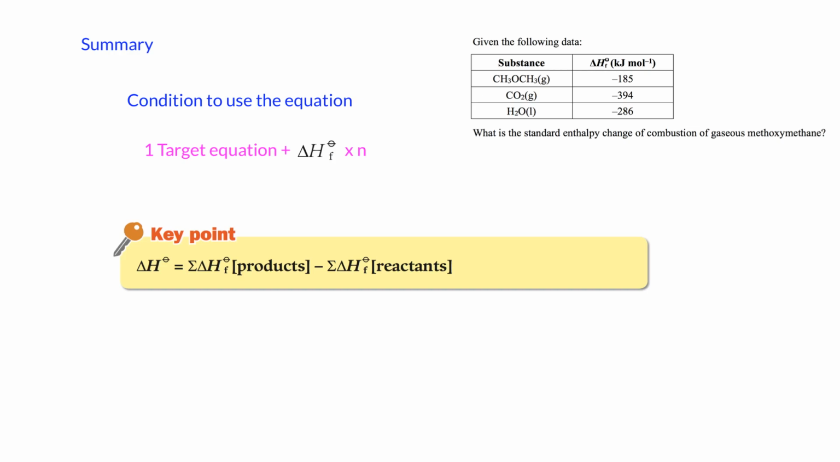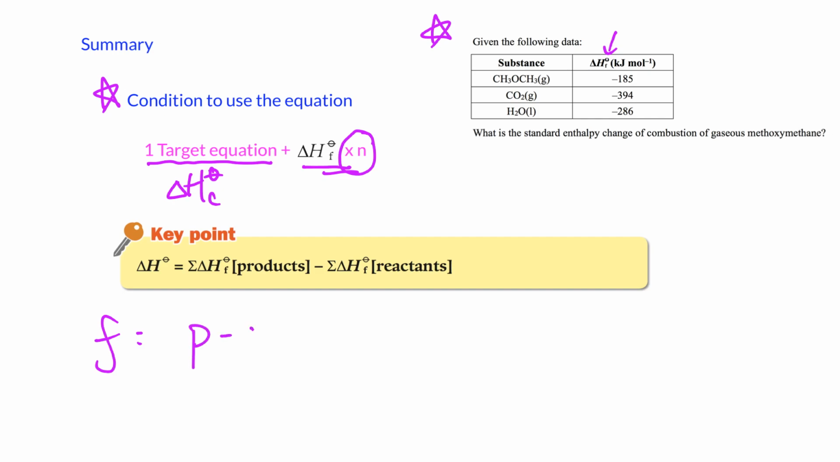So to summarize this video, remember the condition to use the equation: you must have one target equation. Sometimes it can be combustion, plus N formations. You have many formations. So typical examples can be like this. You get a formation table given to you. So the equation, remember, is products minus reactants. Just want to remind you, for formation, it will be P minus R.